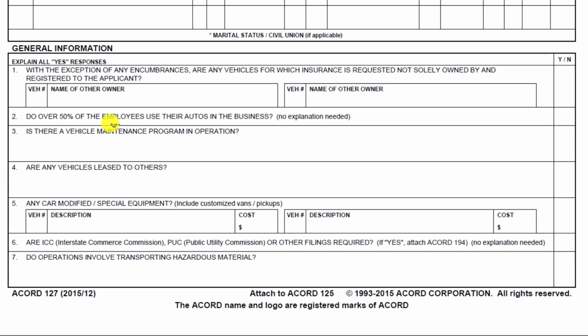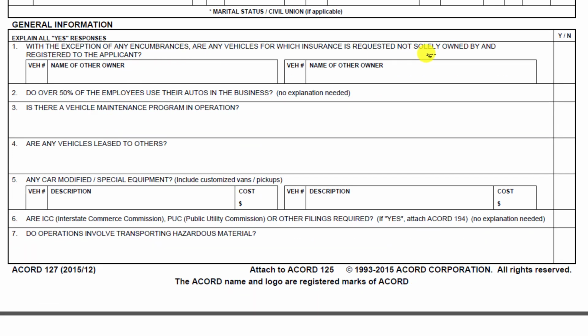Okay, when we get down to the general information section here, we're just going to read through these. I'm not going to read them on the video here, but you just want to read through these and make sure that there's nothing that applies. Okay, so in this case, I'm going to put no. Okay, let's just say yes. Okay, all right. This is a good one to put yes on.